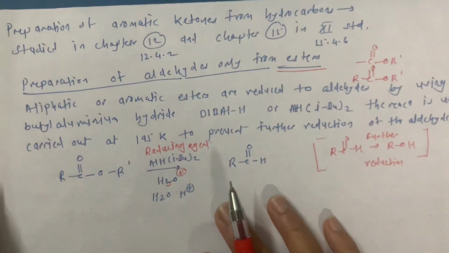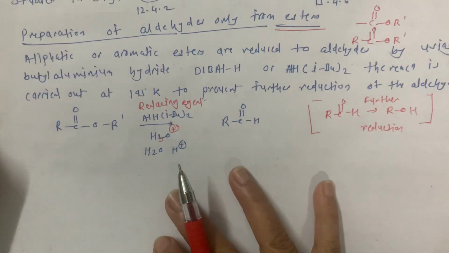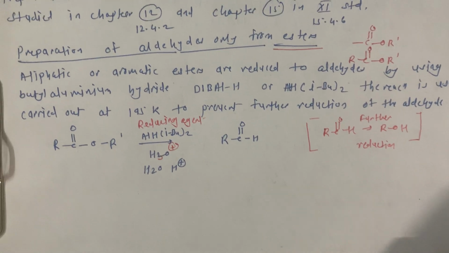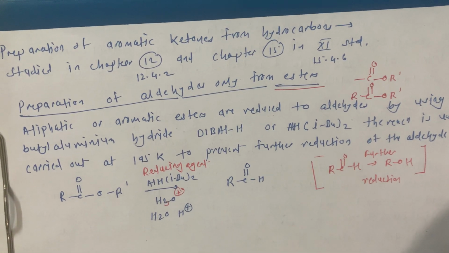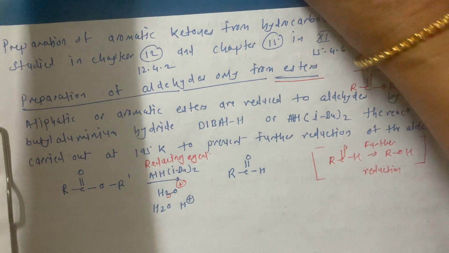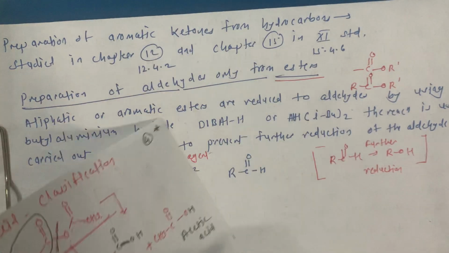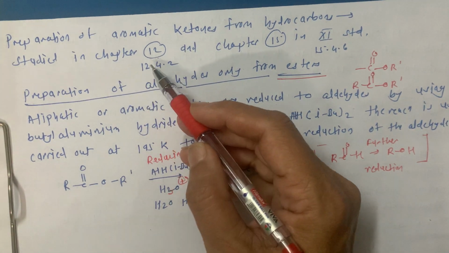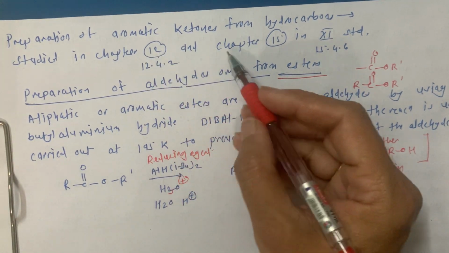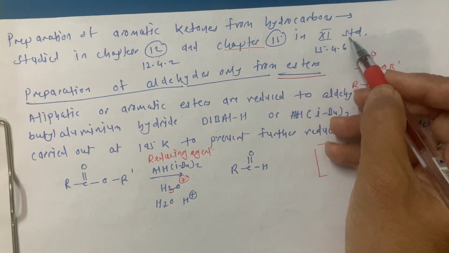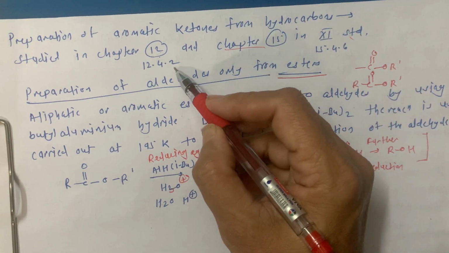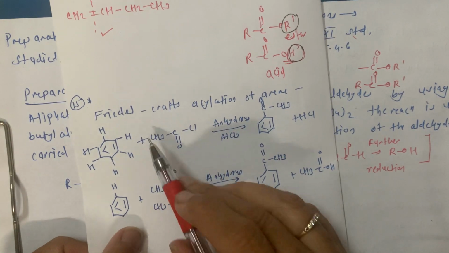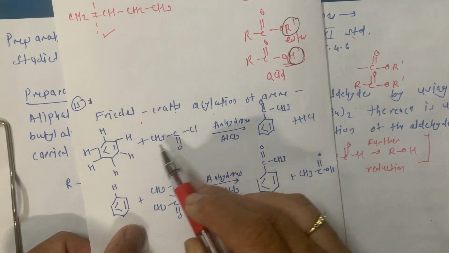Okay. And now the last reaction of this lecture is preparation of aromatic ketones from hydrocarbons. And this we studied in chapter 12 also, in 12th standard, and in chapter 15 in 11th standard also. These are the sections given and these are the reactions. These are those reactions. Friedel-Crafts acylation reaction.